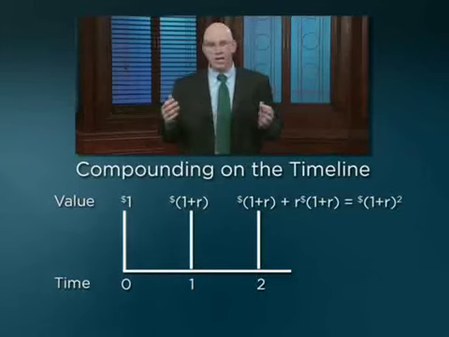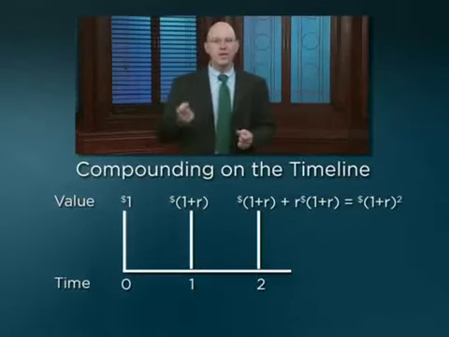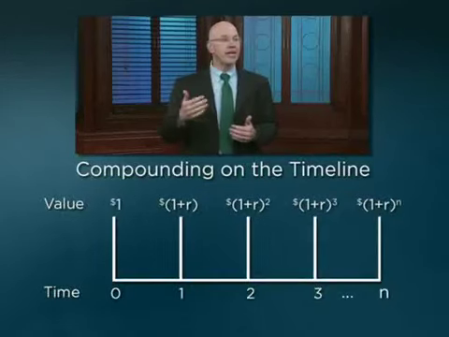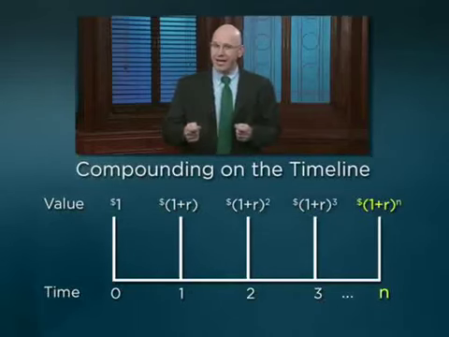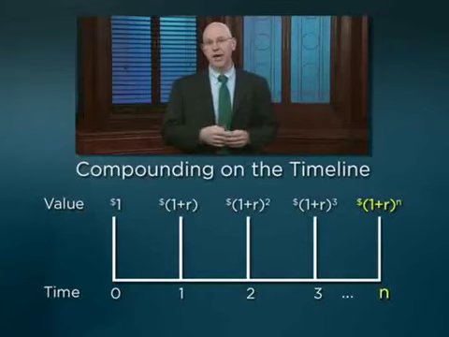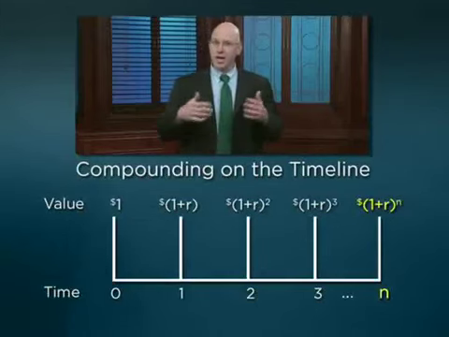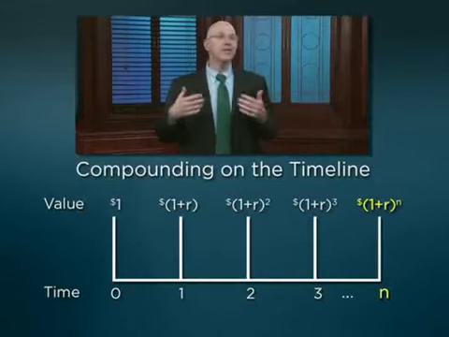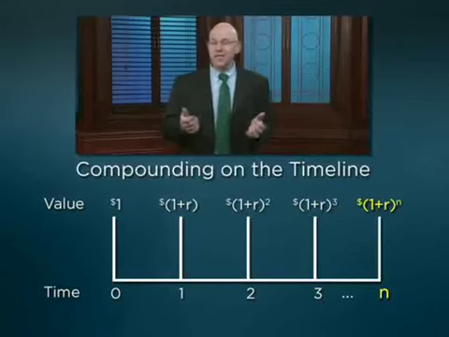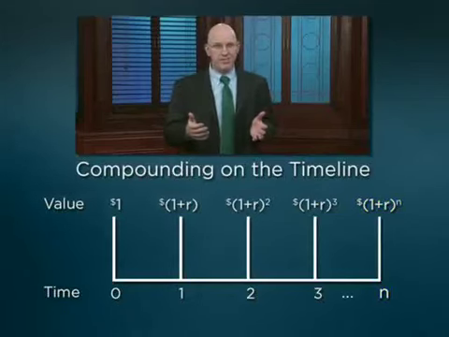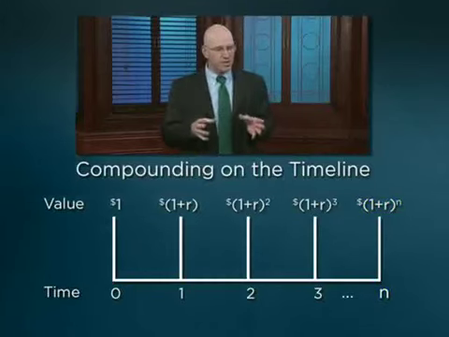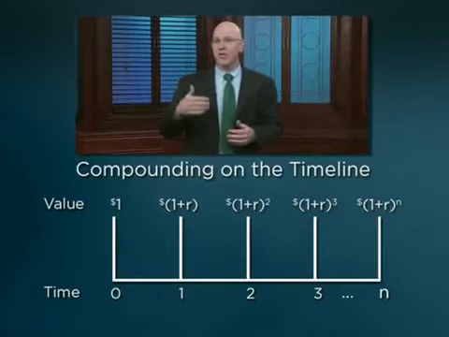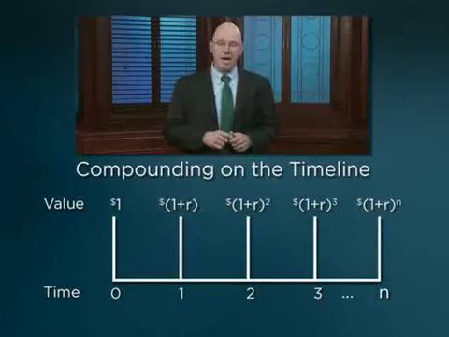This works for any number of periods, so that if you put $1 in the bank today and leave it there n periods, then the value of the account at time n, that is, n periods from now, is 1 plus R, that quantity raised to the nth power, dollars. This is easy to visualize on the timeline. Here, the timeline shows that $1 deposited in a bank at time 0 will keep earning interest and growing for as long as you leave it in the bank.